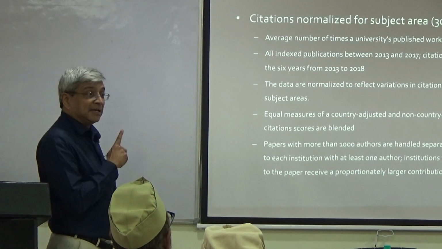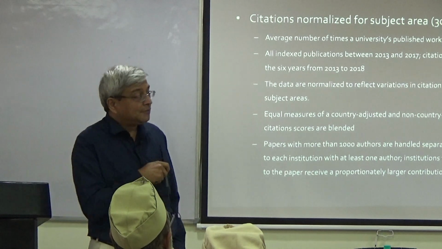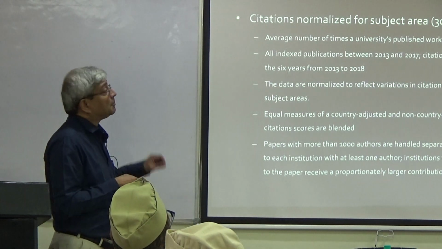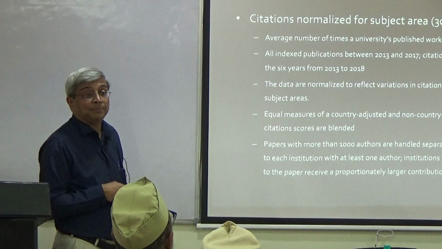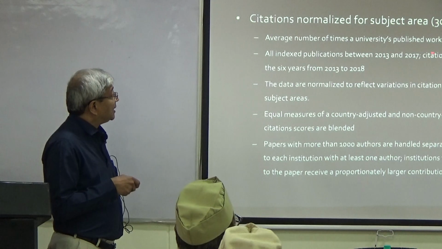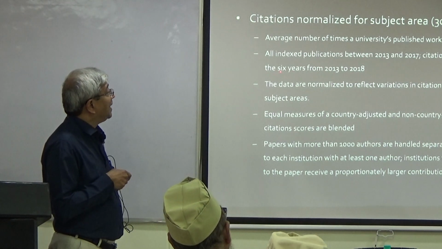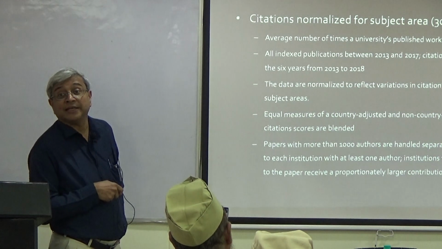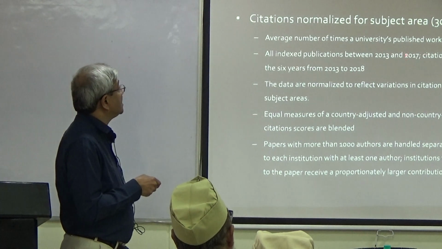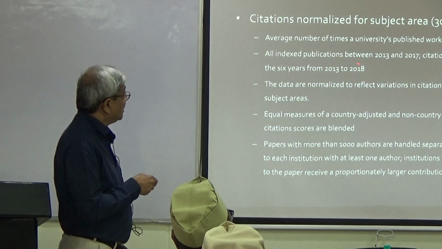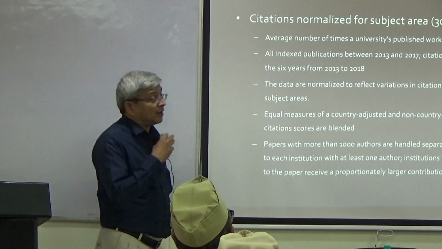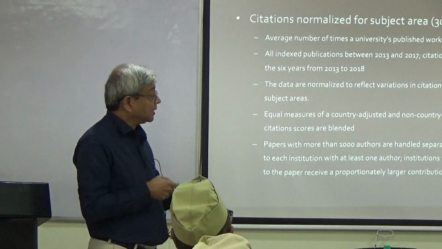Then this is the single biggest contributor to the ranking, which is citations normalized for subject area. So this is the average number of times the university's published work is cited. All indexed publications between 2013 and 17 are looked at, and how many citations to these publications are made in the 6 years from 2013 to 2018. So you go 1 year ahead for the citations. You look at publications only up to 2017, but citations are looked at till 2018. And subject normalization was done on this data.